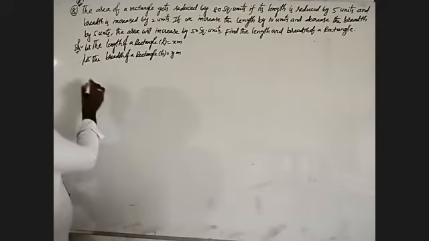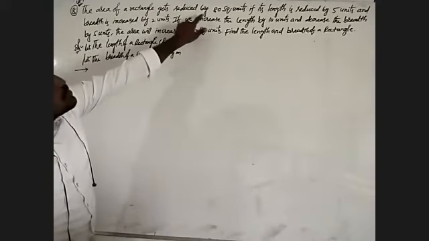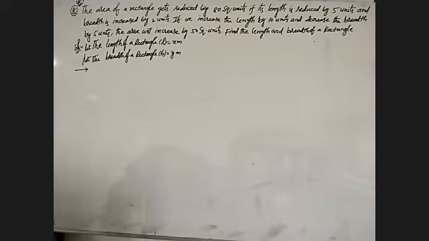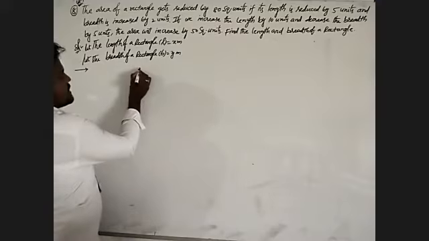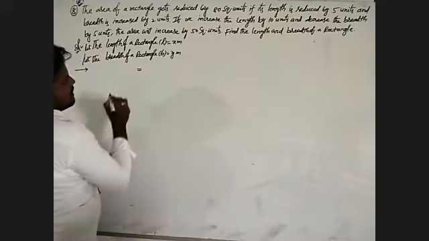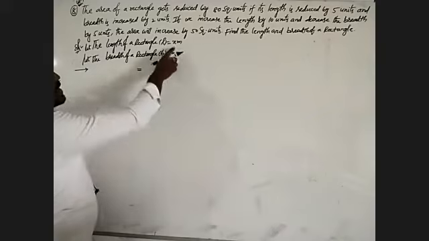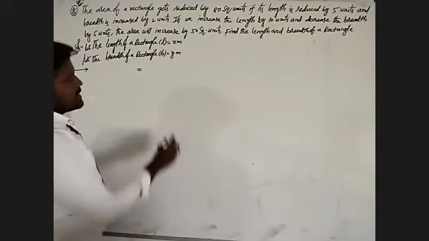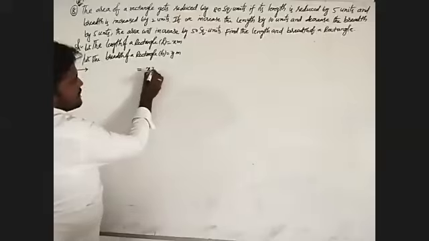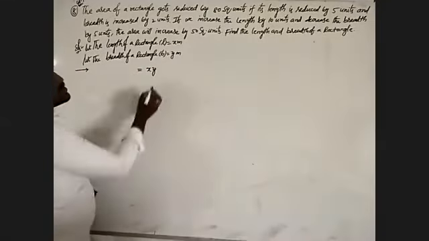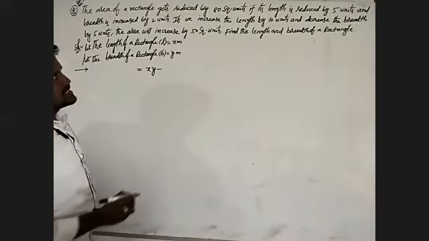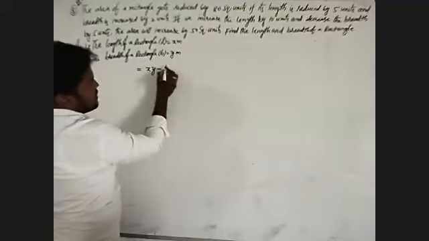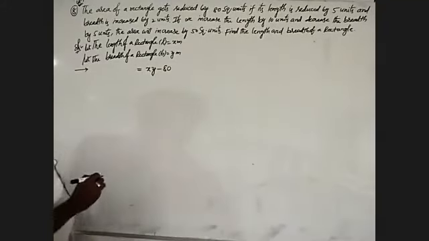What is the first condition we have to write? The area of a rectangle gets reduced by 80 square units. Area of a rectangle is equal to, that is the formula, L into B. L we take x, B we take y. Area of the rectangle LB we write as xy. Reduced means we take the symbol minus. Reduced by 80 square units means minus 80.